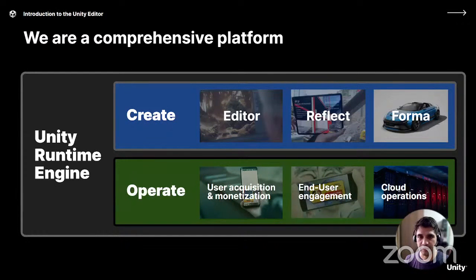As you can see in this slide, we can group creation tools such as the Unity editor, which is the main focus of today's presentation. But also there's new verticals such as Reflect, which was developed for the construction industry, and Forma, which is a marketing tool originally conceived for the automotive industry that leverages the power of high-definition real-time 3D graphics, letting users visualize and customize products all in one place.